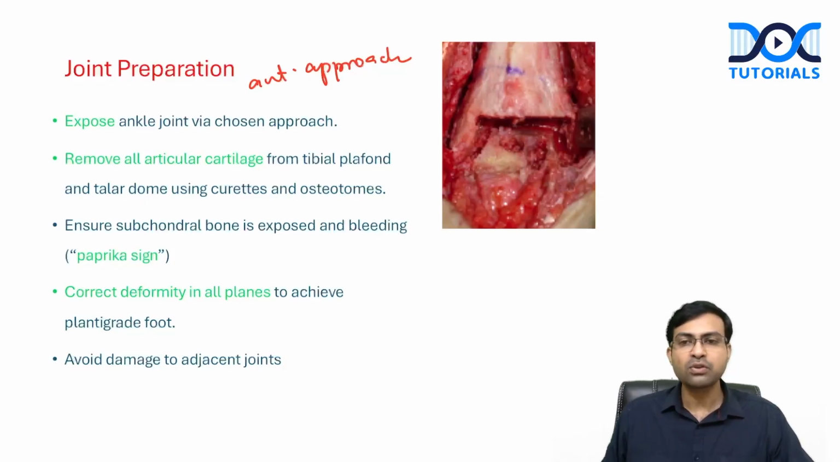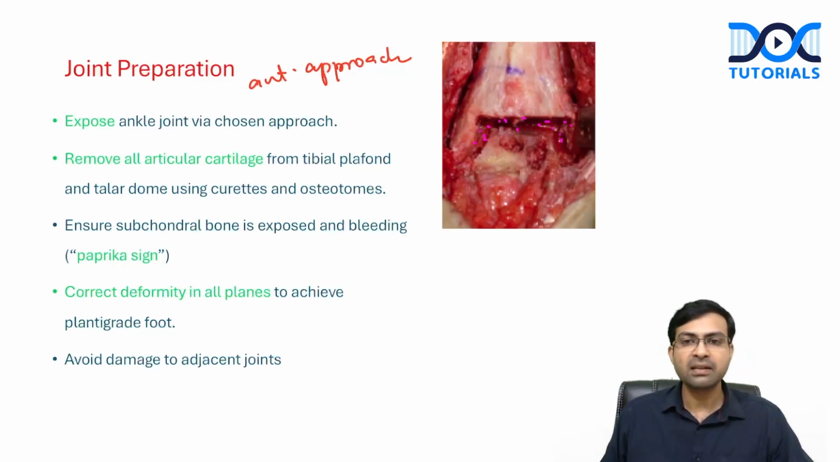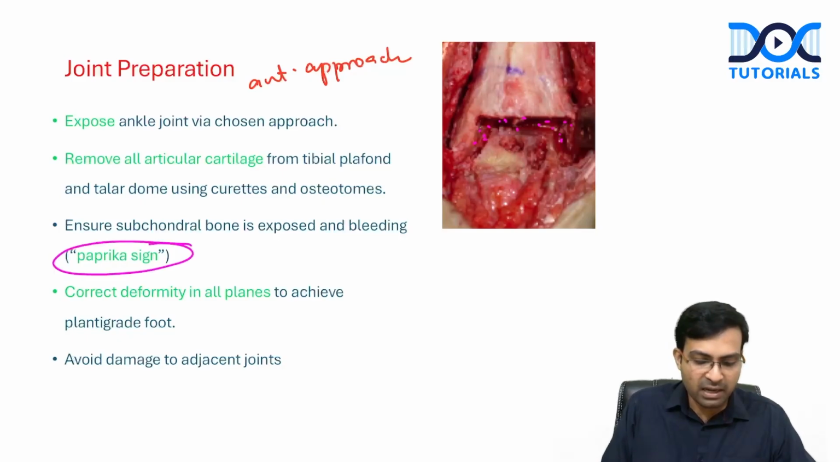And how long should you keep on debriding? You have to keep on removing the cartilage till you see small drops of blood appearing on the surface of the bone. When you see that, you know that there is bleeding bone underneath. This means that good quality bone is there. Fusion will take place without problem. And this sign is called the paprika sign.